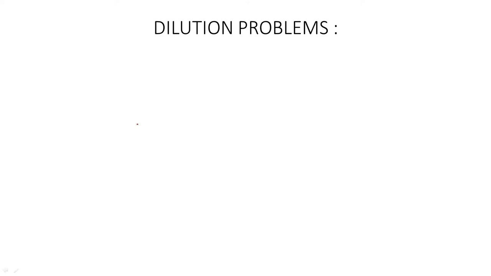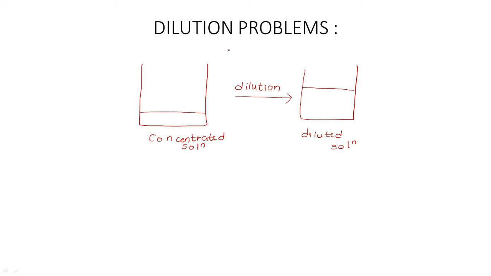We are going to study what is dilution and how to solve dilution problems. So what is dilution? Dilution is the process where you add a solvent, that is, you add water to the concentrated solution so that you can decrease the concentration of the solution. So how do you prepare the diluted solution?